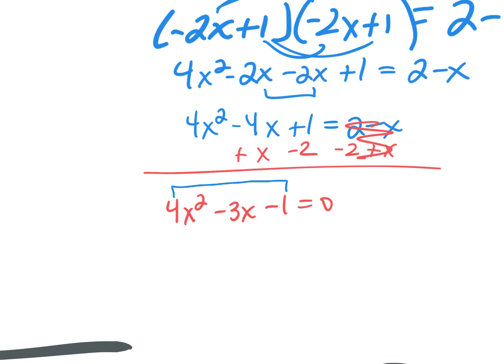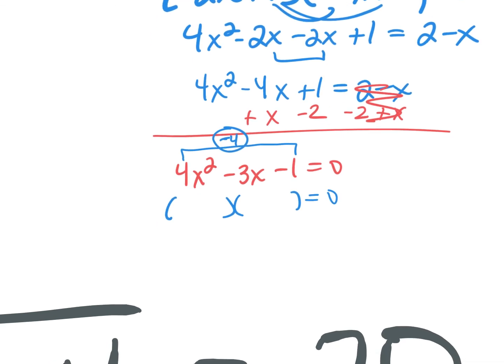So 4 times negative 1 is negative 4. What are the factors of negative 4 that multiply to give me negative 4, but add to give me negative 3? So I have minus 4x and plus 1x.